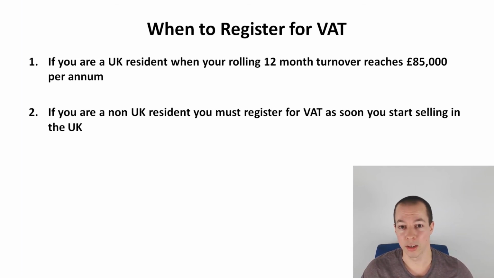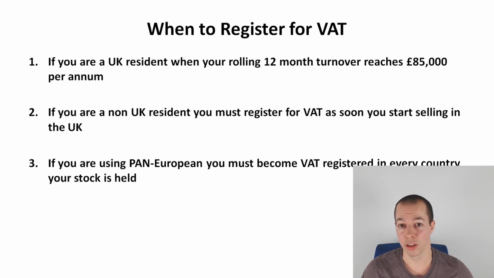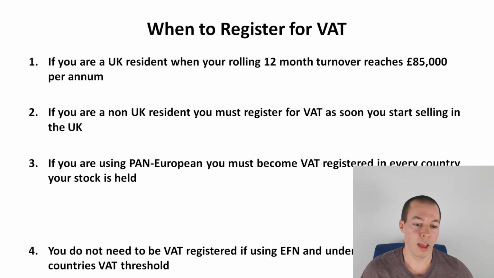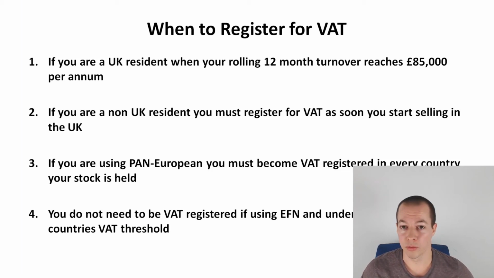If you're in the UK and selling in any other European country, you have to be VAT registered in that country before you can start selling in that country. So if you're using Amazon's pan-European method, where your stock is held in all the different European countries to get the Prime benefit and the lower fulfillment fees, then you've got to be VAT registered in every single country.